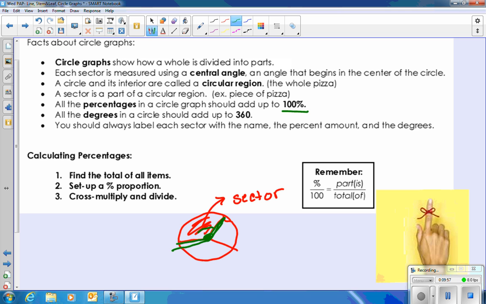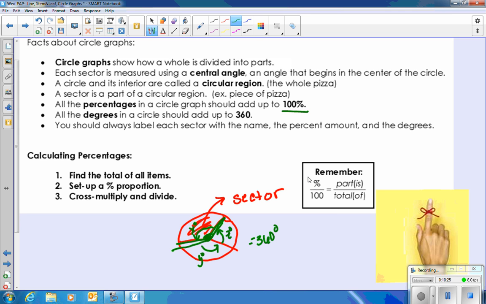So this angle will measure a certain amount of degrees. This angle will measure a different amount of degrees, possibly, or it could be the same. And this angle will measure a third, or maybe the same as one of the others. And all of these added together will have to equal 360. The reason that we talk about this is because we're always going to be talking about a part as compared to the whole.